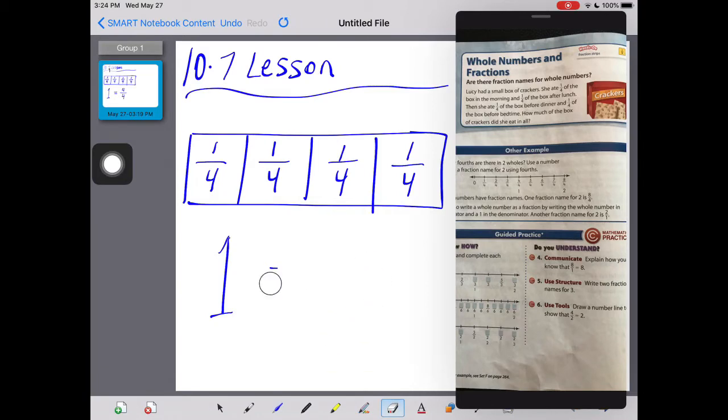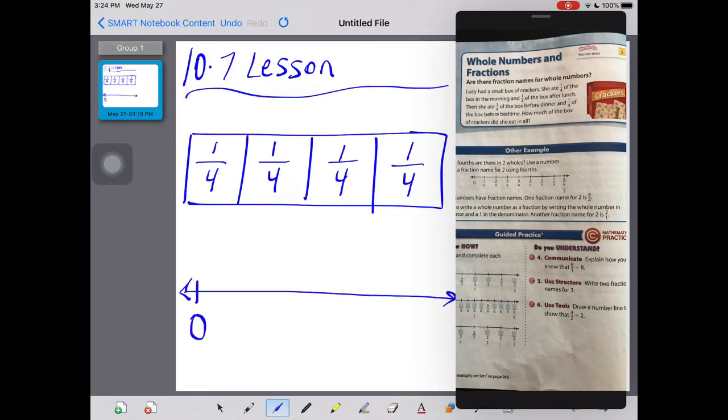Another way to look at it is with your number line. You can draw the number line, start with 0, and all the way to the right is 1. As we move from left to right, we get to the full whole box. We're going to divide this number line into 4 equal parts. As we travel, in the morning she ate 1/4, and after lunch she ate another 1/4.